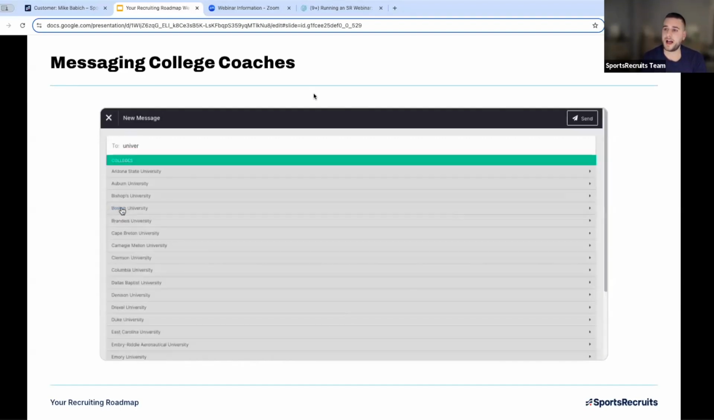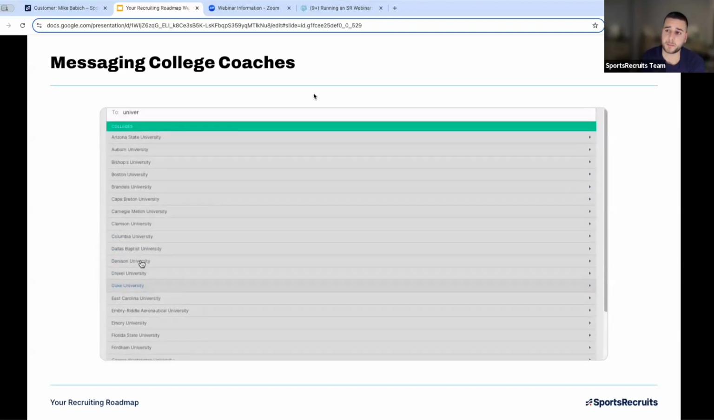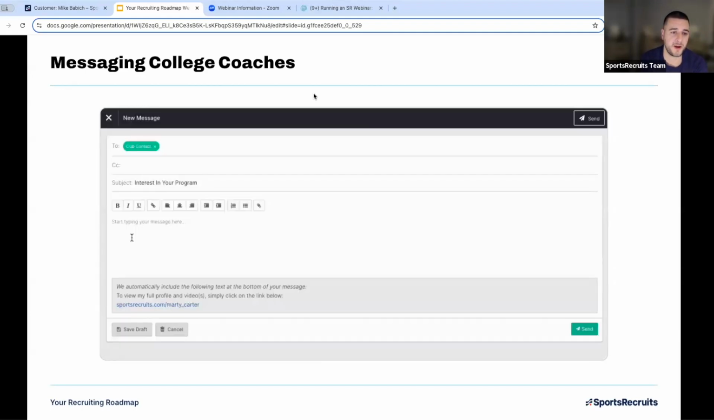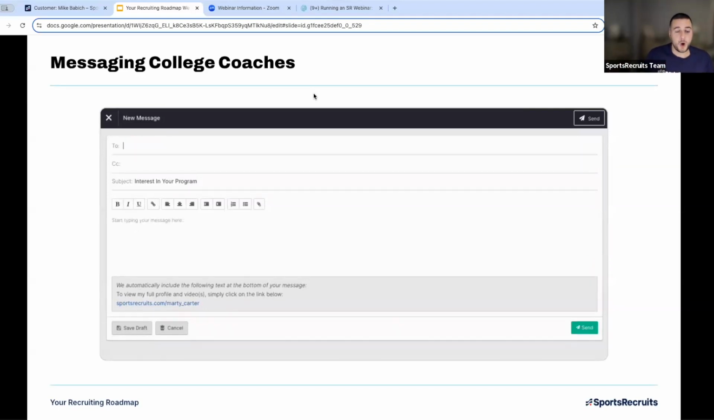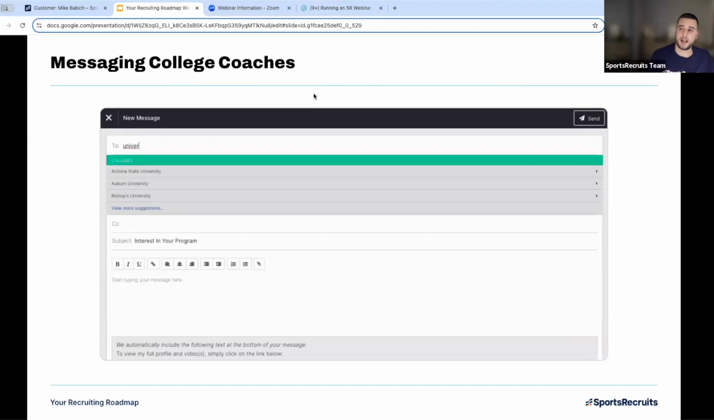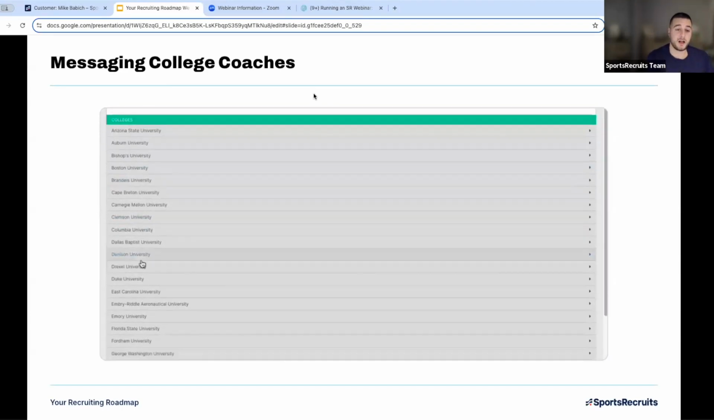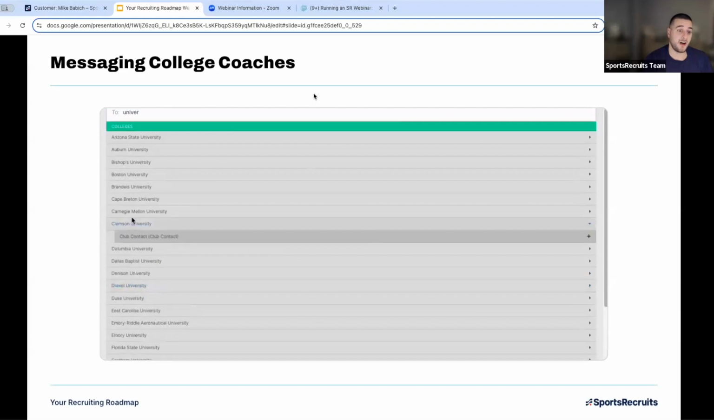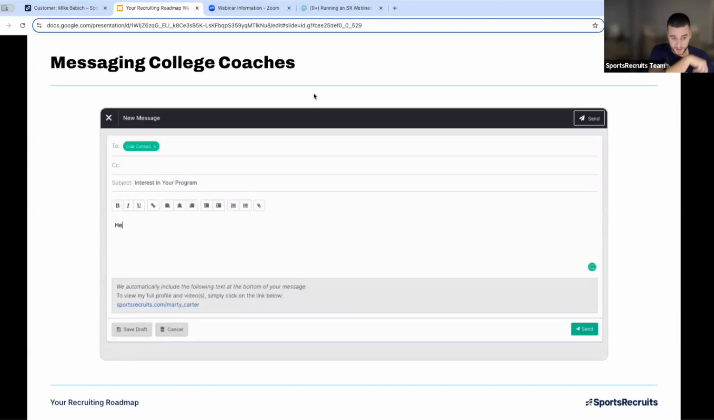And as I said, one of the benefits of having a pro Sports Recruits profile is that you have access to our built-in messaging system, which makes communicating with college coaches as easy as possible. All you need to do is type in the name of the school that you have a direct interest in contacting, and we're going to provide you with the coaches that are involved in that particular program that you're interested in contacting.